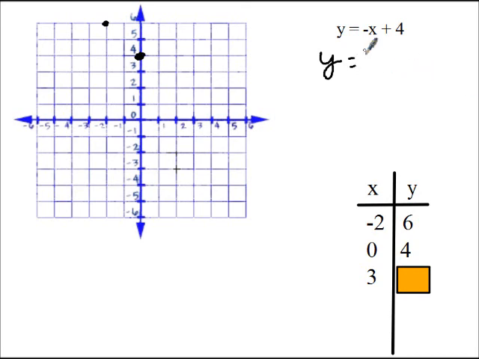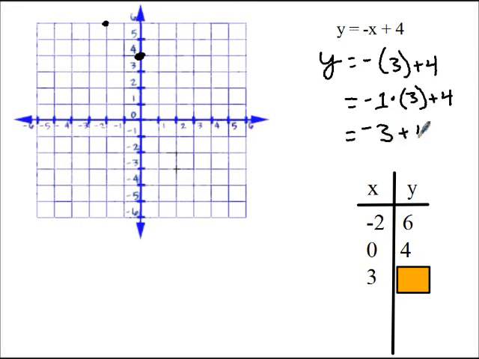We substitute in 3 plus 4. Again, this is just like saying -1 times 3 plus 4. -1 times 3. A negative times a positive is a negative, and 1 times 3 is 3. Add 4, and this should work out to just 1. And check, and it does. So I'm going to plot the point (3, 1).